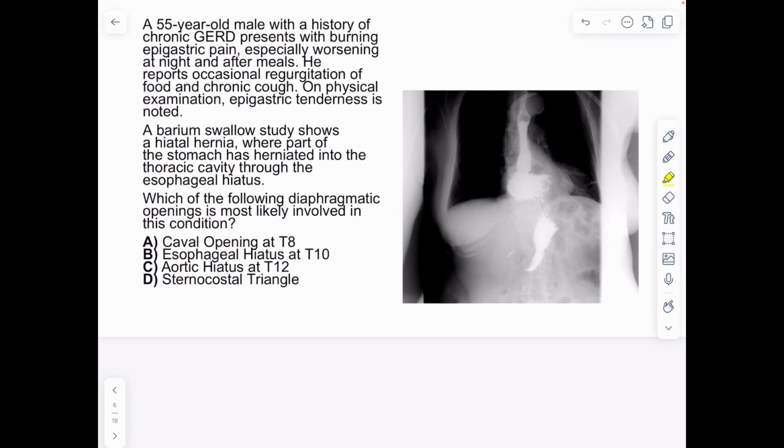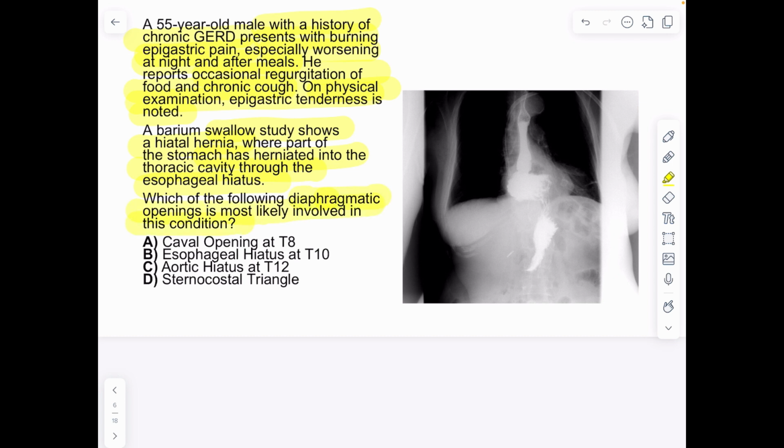After that comes a question on a 55-year-old male with a history of chronic GERD who presents with burning epigastric pain, especially worsening at night after meals. He reports occasional regurgitation of food and a chronic cough. On physical examination, epigastric tenderness is noted. The barium swallow study shows a hiatal hernia, so it has already been mentioned in the question, where part of the stomach has herniated into the thoracic cavity through the esophageal hiatus. Which of the following diaphragmatic openings is most likely involved in the condition?